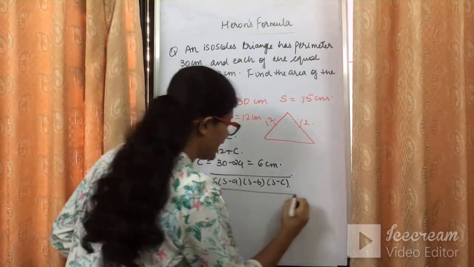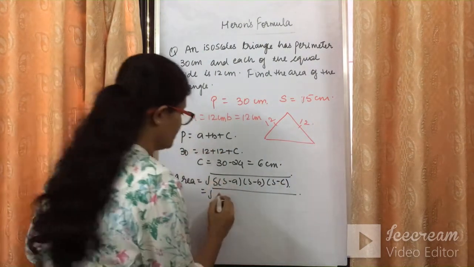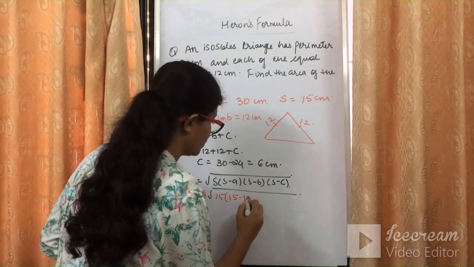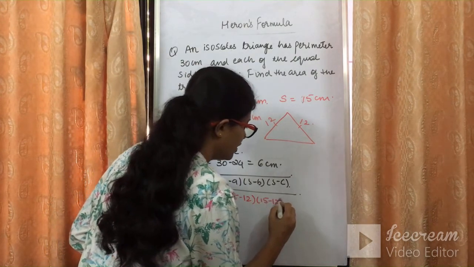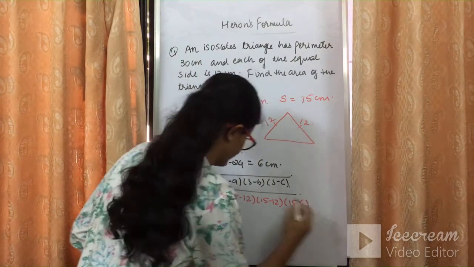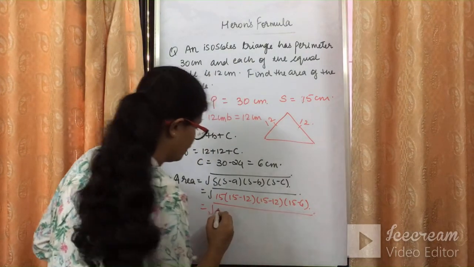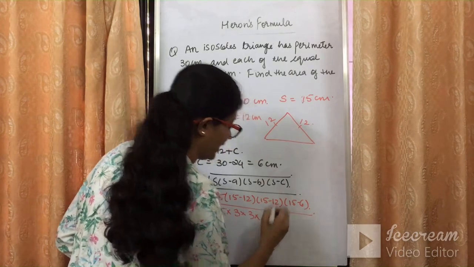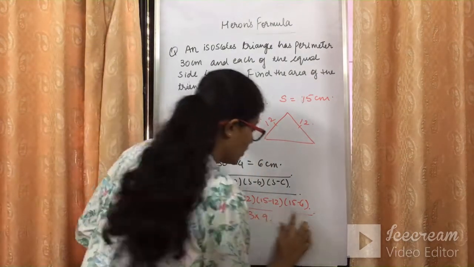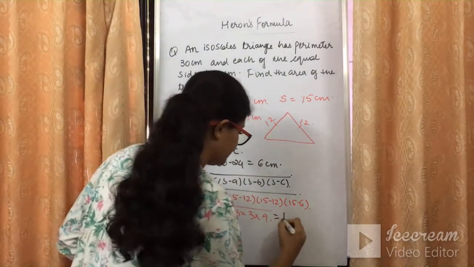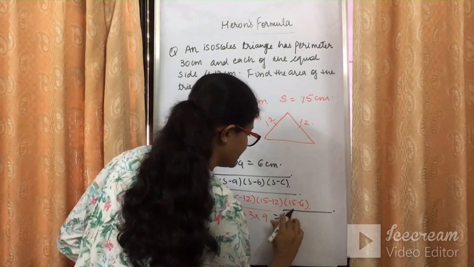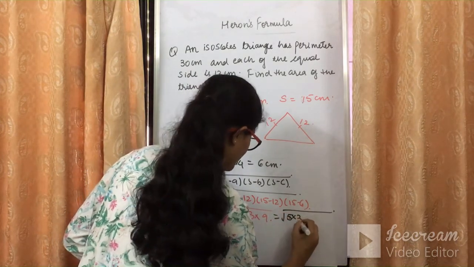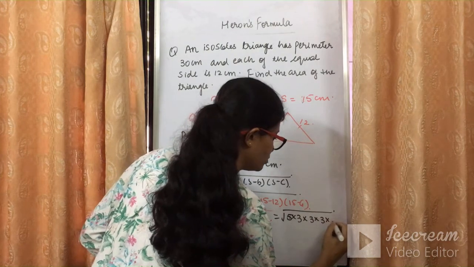So let's have a look over here. 15 minus 12, 15 minus 12 into 15 minus 6. क्या आ रहा है देखते हैं. 15 into 3 into 3 into this will give you 9. So now let's take out the area here. 15 can be written as 5 into 3 into 3 into 3 into 9.